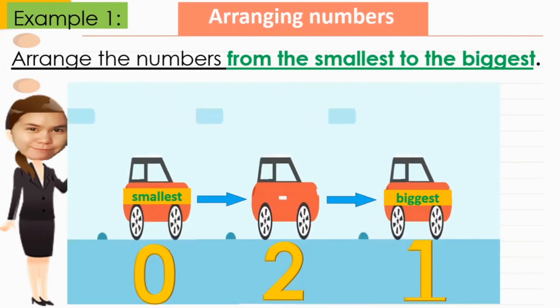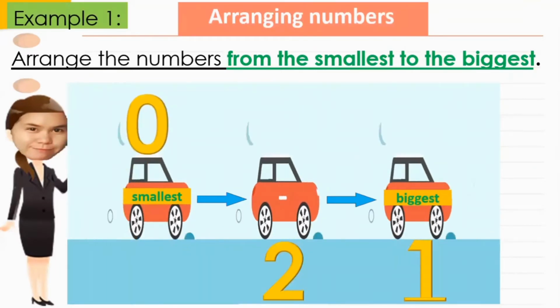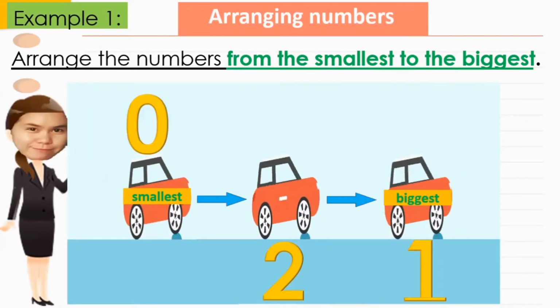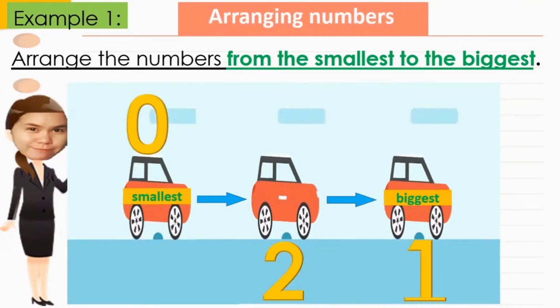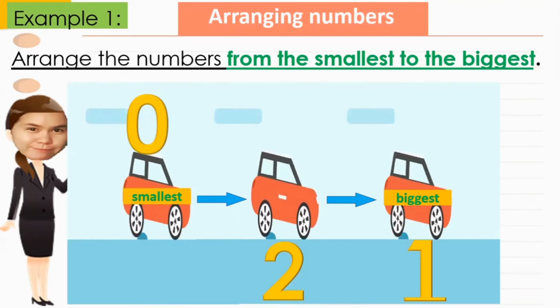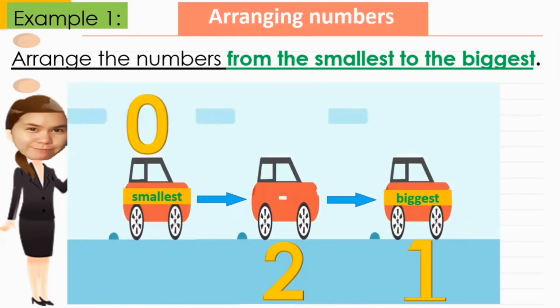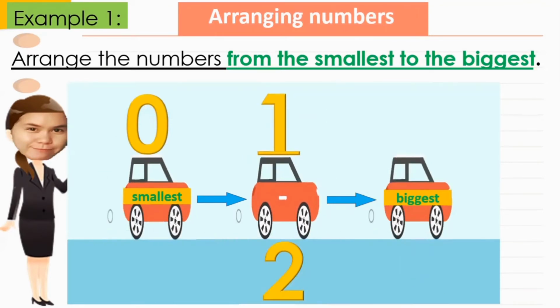So we all know 0 is smaller than 1, right? And also 0 is smaller than 2. Therefore, 0 is the smallest number. So 0 should be in the first car. Followed by, we have the two remaining numbers, 2 and 1. As we all know, 1 is smaller than 2, right? So therefore, 1 should be in the second car. Therefore, the remaining number, which is number 2, is the biggest number. This is the example of the numbers from the smallest to the biggest.